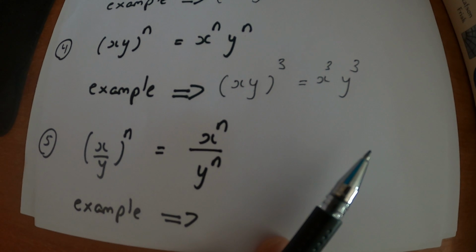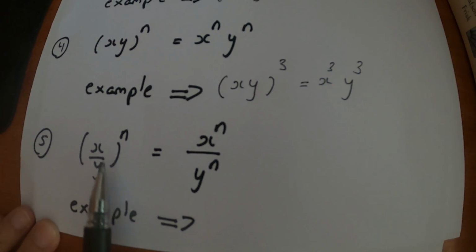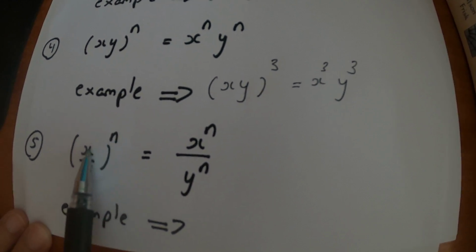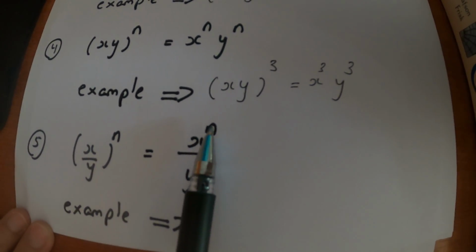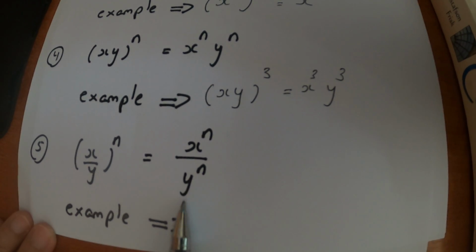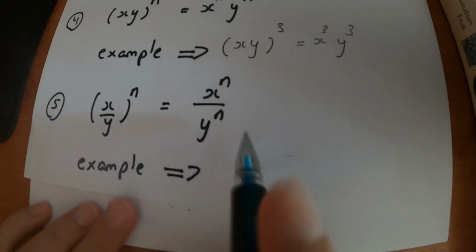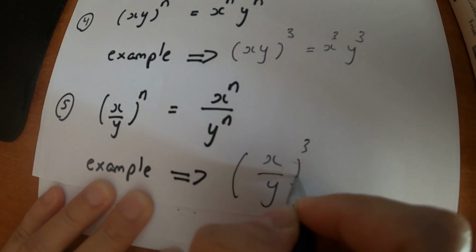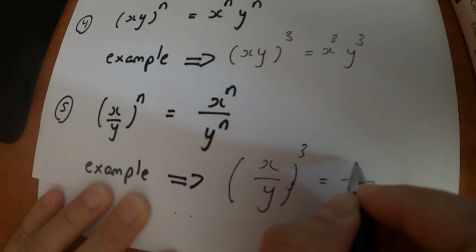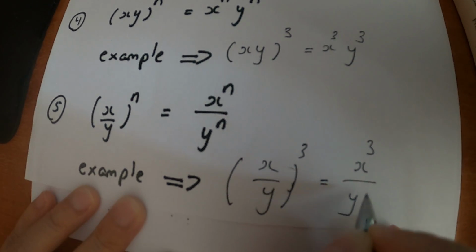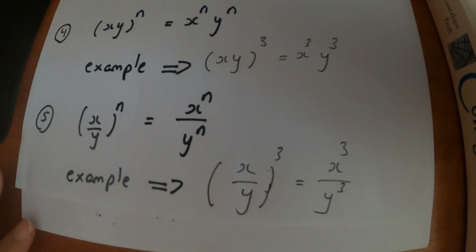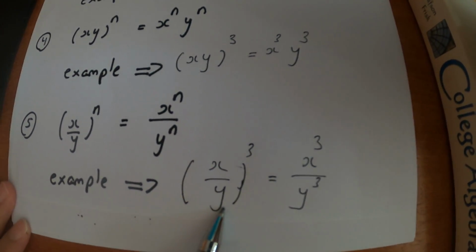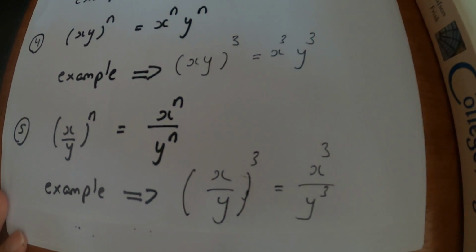Okay, rule number 5 is where x divided by y, to the power of n. In this case, the power is for the x as well as for the y. That's why it is x to the power of n over y to the power of n. For example, x divided by y, to the power of 3 will be equivalent to x to the power of 3 over y to the power of 3, right? So the power is for the x as well as for the y, right? So these are the 5 rules of algebra.